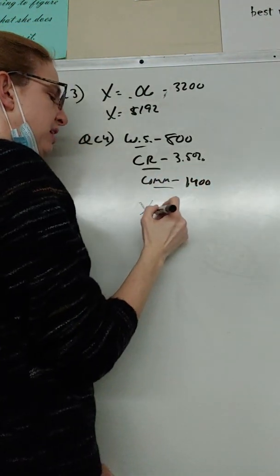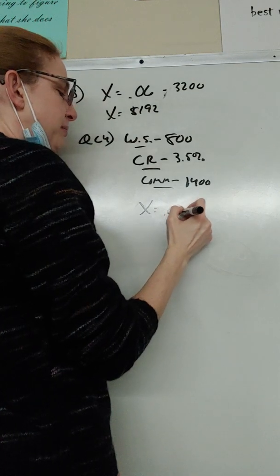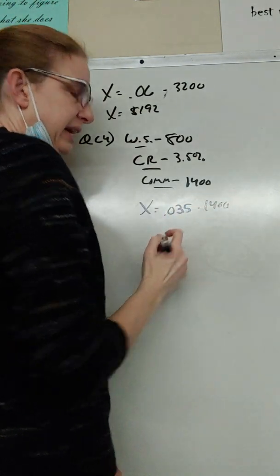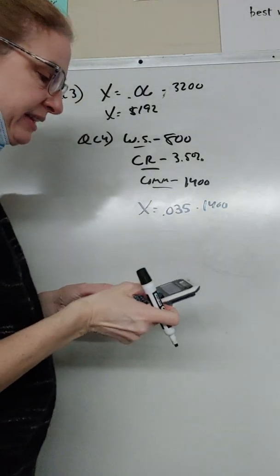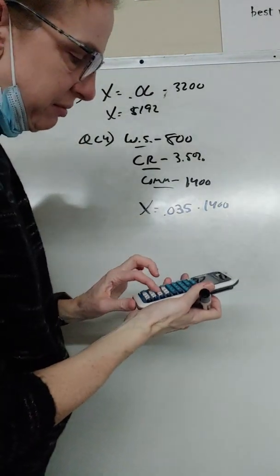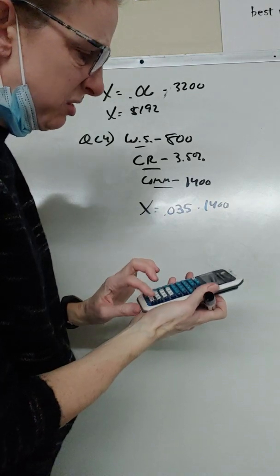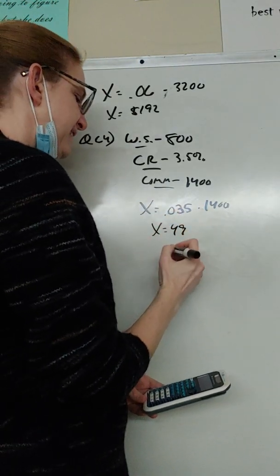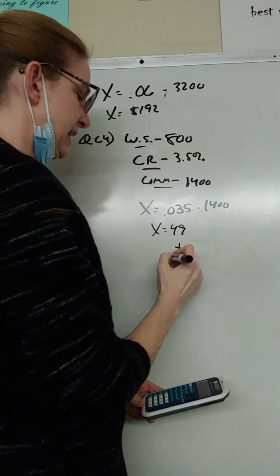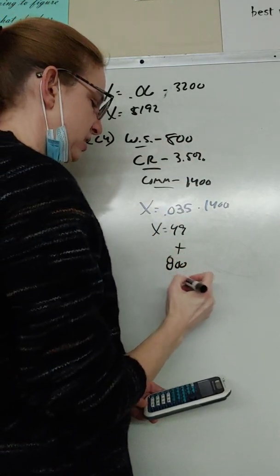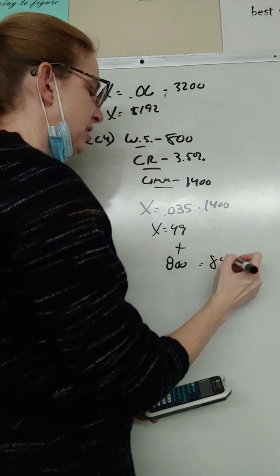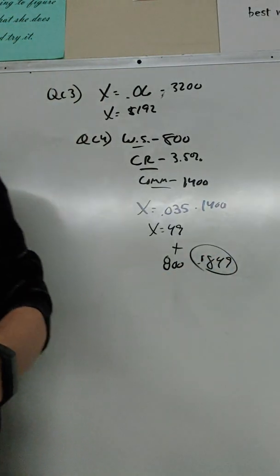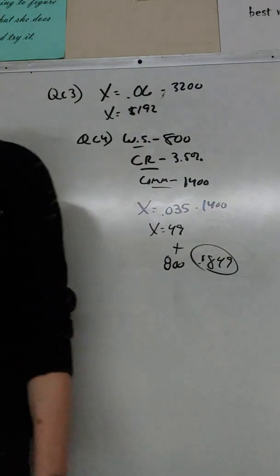So remember that commission is my percent written as a decimal times the amount of the sales. So I'm going to find that number out, and that's going to be 0.035 times 1,400, which is $49. But I have to add that to their base salary, which was $800. So how much are they going to make for the week? $849.